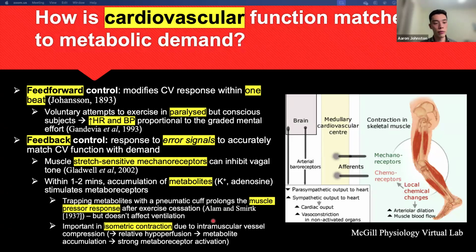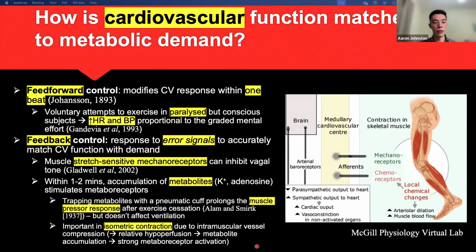And interestingly, they found that didn't affect ventilation. So you could perhaps compare this study, albeit from the 1930s, to the more recent study on the previous slide, which found that it did affect ventilation. And you can maybe think about why that difference might be. And this metaboreceptor-driven response is thought to be particularly important in the context of isometric contraction.